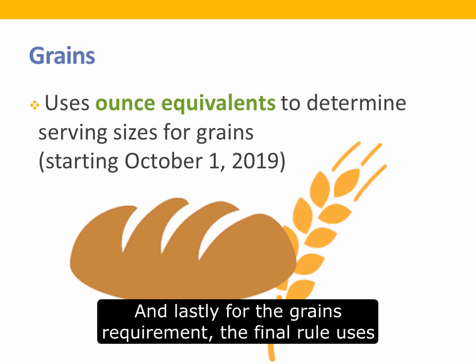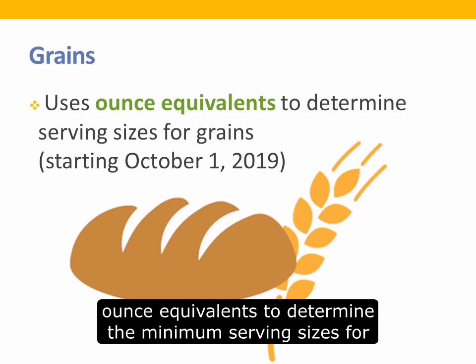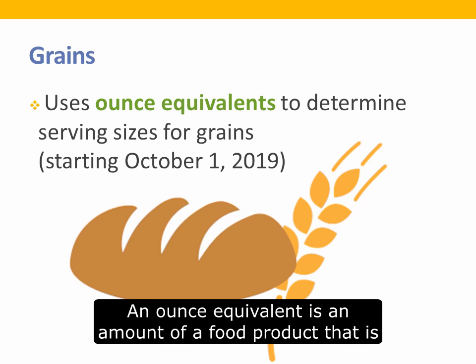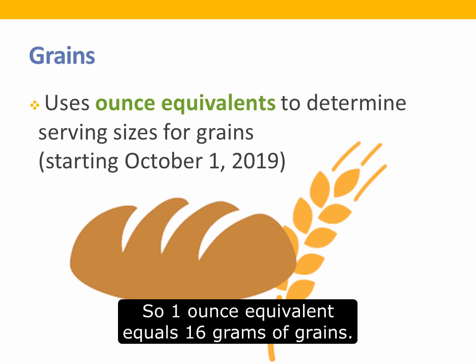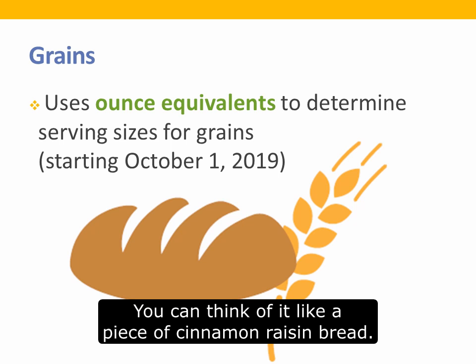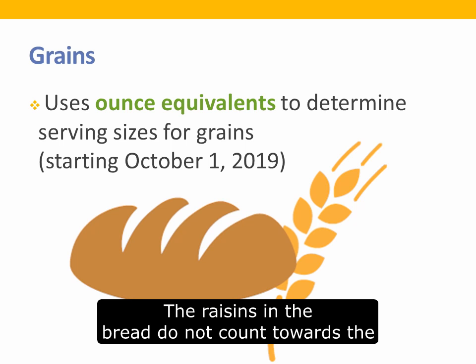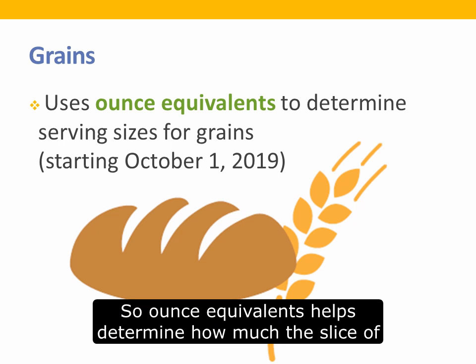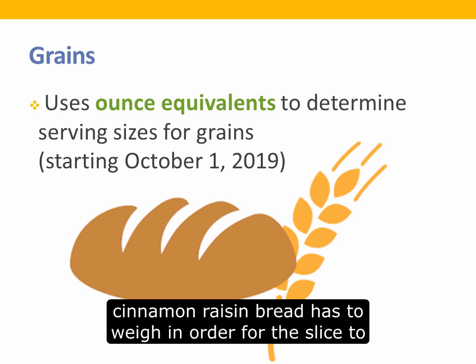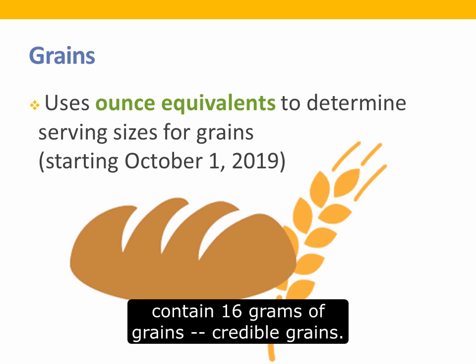And lastly, for the grains requirement, the final rule uses ounce equivalents to determine the minimum serving sizes for the grains requirement. An ounce equivalent is the amount of a food product that is considered equal to 1 ounce from the grains component. So 1 ounce equivalent equals 16 grams of grains. You can think of it like a piece of cinnamon raisin bread. The raisins in the bread do not count towards the grain requirement. So ounce equivalence helps determine how much the slice of cinnamon raisin bread has to weigh in order for the slice to contain 16 grams of grains, credible grains.